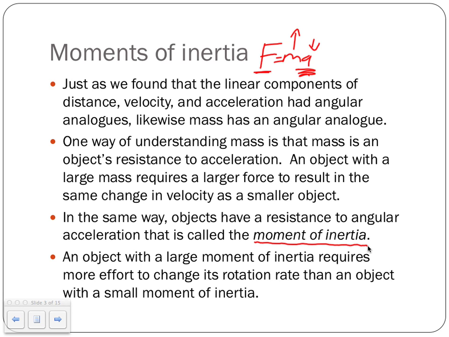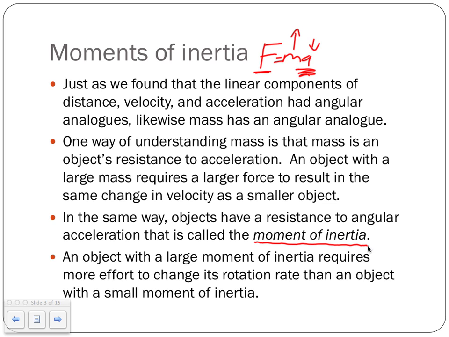Okay, and so the moment of inertia is the analog to mass in terms of rotation. It's basically an object's resistance to having its rotation rate changed. So an object with a large moment of inertia requires more effort to change its rotation rate than an object with a small moment of inertia. An object with a small moment of inertia would be very easy to speed up or slow down in its rotation rate, but an object with a large moment of inertia would be much more difficult.